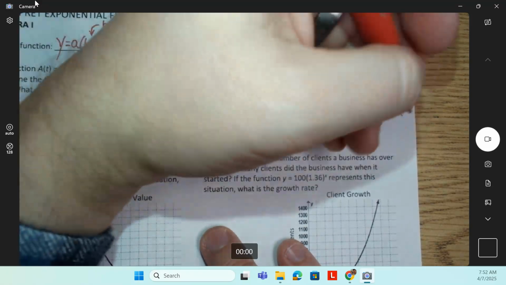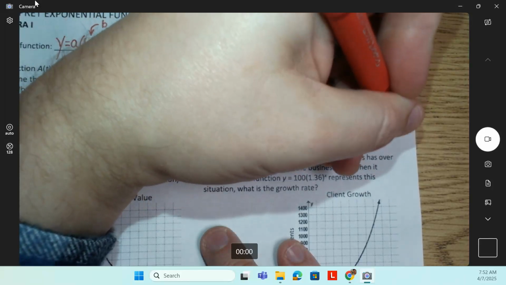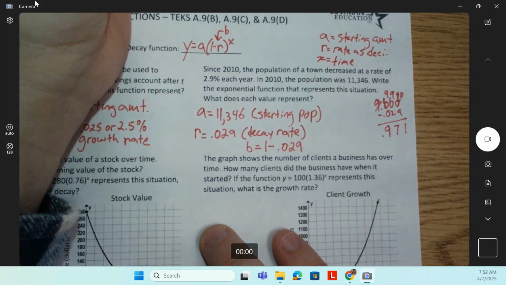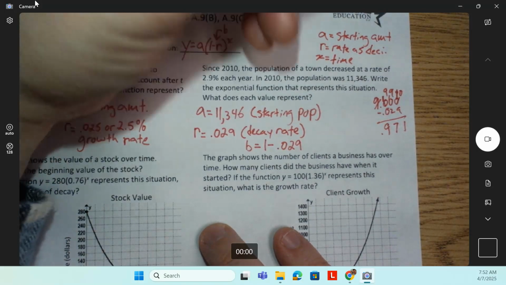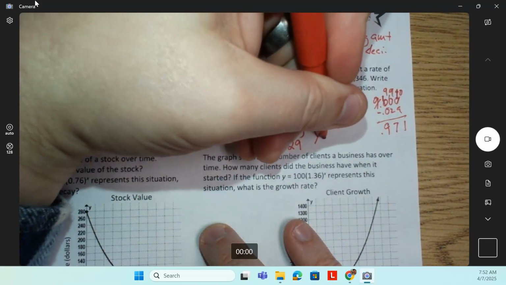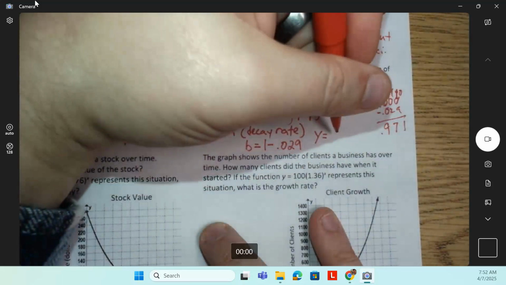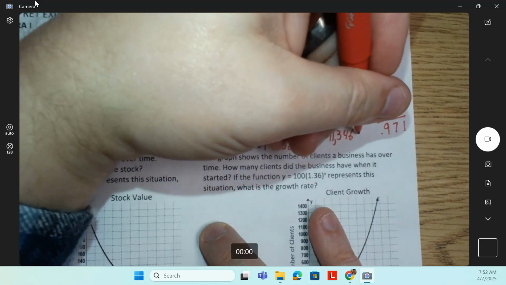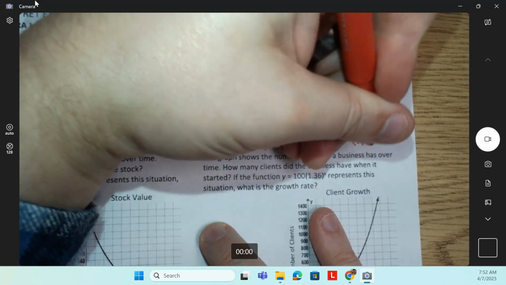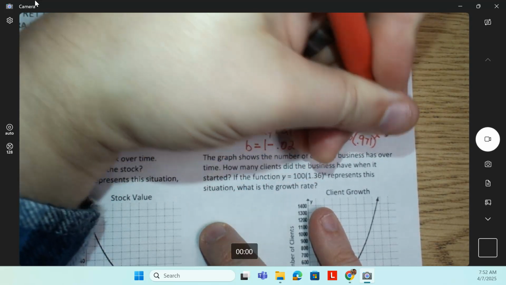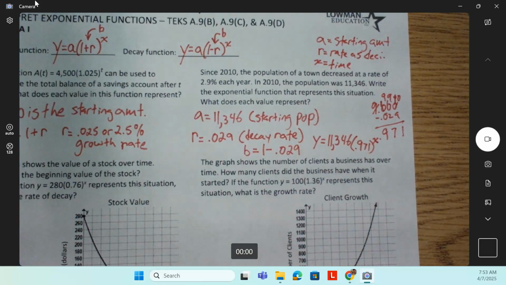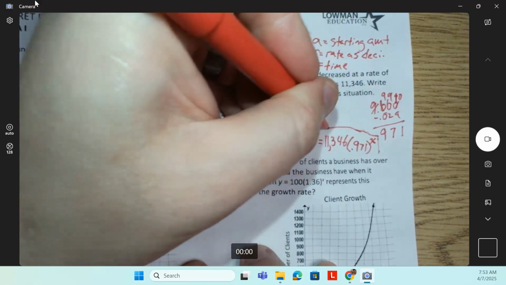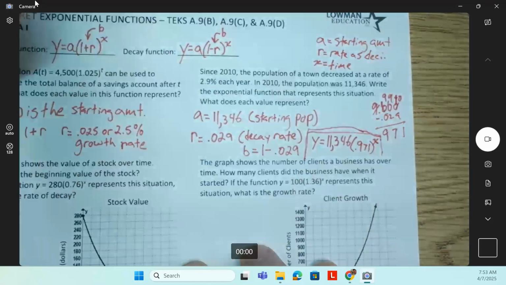So 10 minus 9 there gives me 1, 7, and leaves that as a 9. So 0.971. So my formula would be y equals starting amount times 0.971 to the x power, and where x would be my time. I know we ran out a little bit of room there, but that's our formula for that.